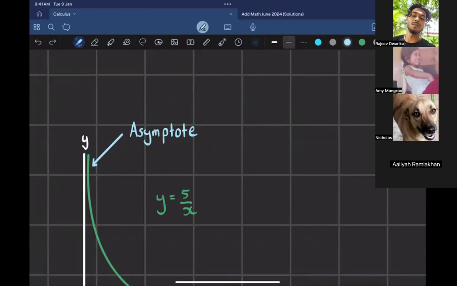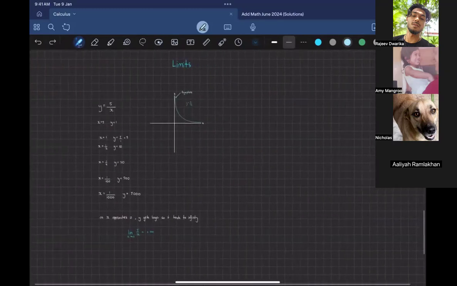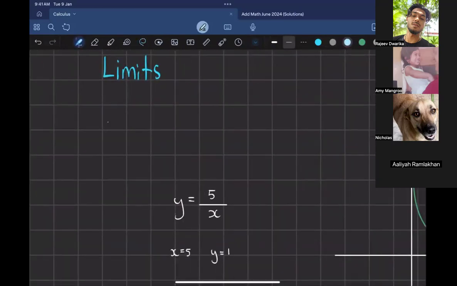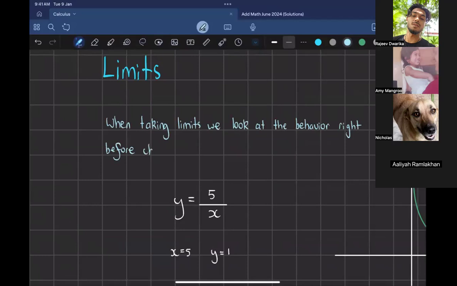Never. Right, so we're dealing with limits here. When taking limits, we look at the behavior right before chaos.